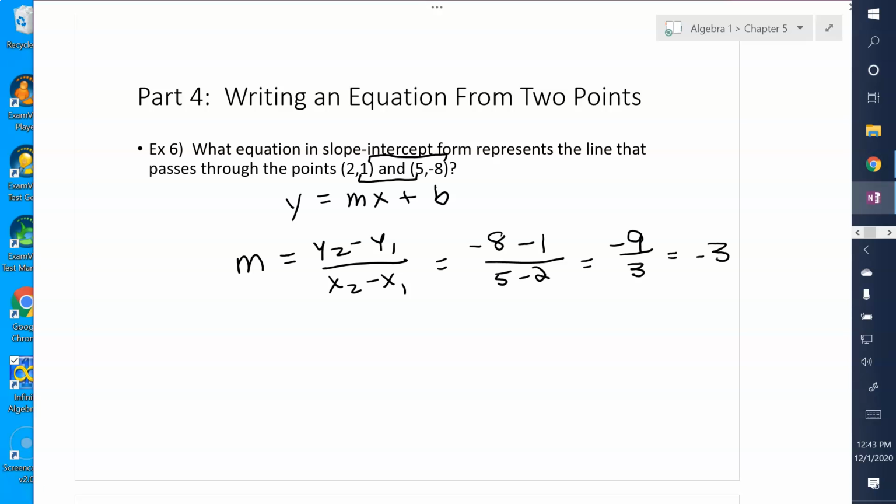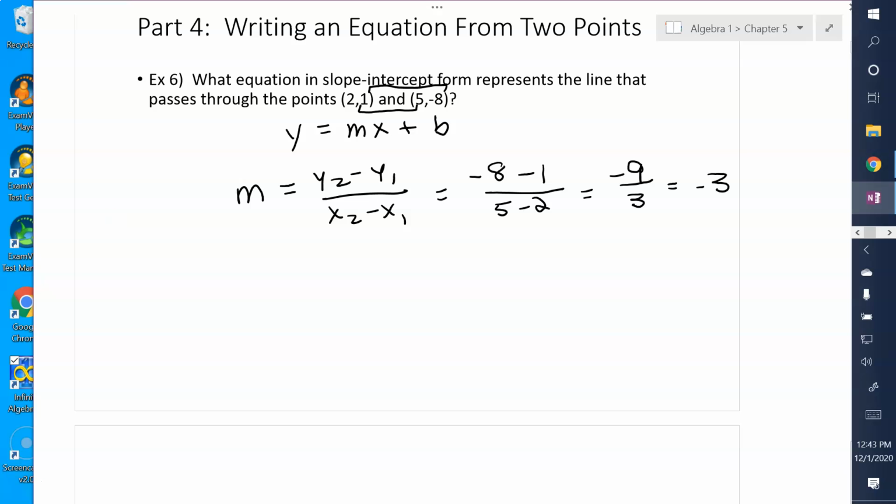This is where I'm going to use the points. I'm going to pick one of those points. I can pick either one that I want, but 2, 1 is nice, simple little numbers, so I'll go for that first. And just to show you where we're at, we now have y equals -3x plus b, and I'm trying to figure out what that b is.